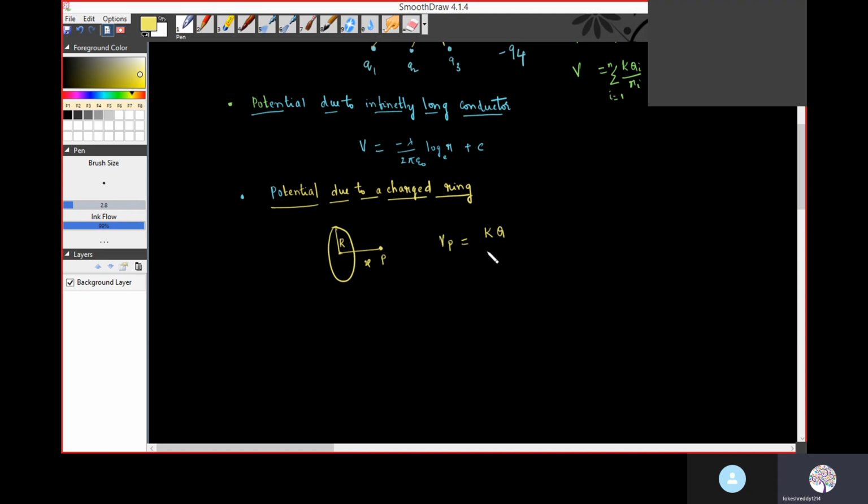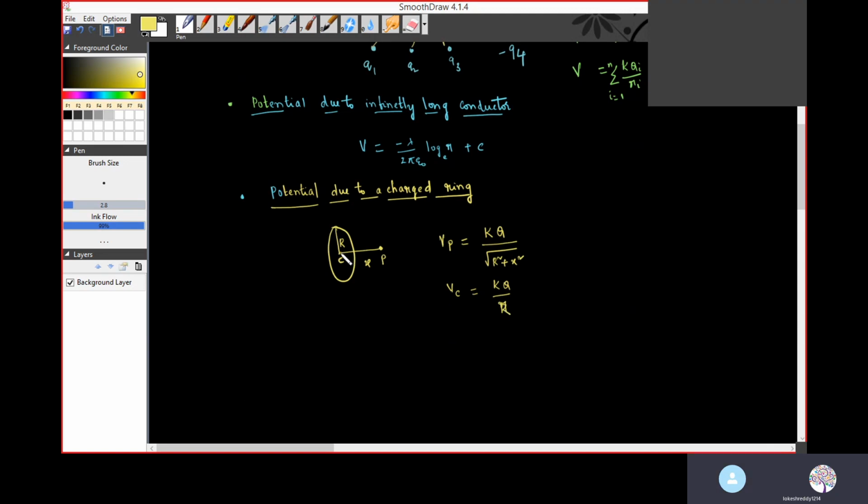kq by root of R square plus x square. And the potential due to the ring at the center, you have to put x equal to 0. So the potential at the center is equal to kq by R. We have to remember that I'm writing capital R here for the radius.